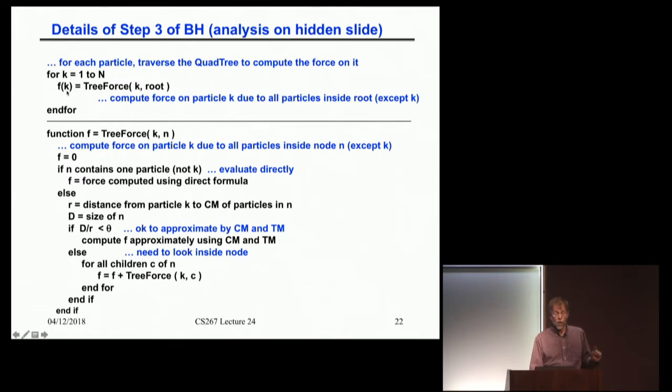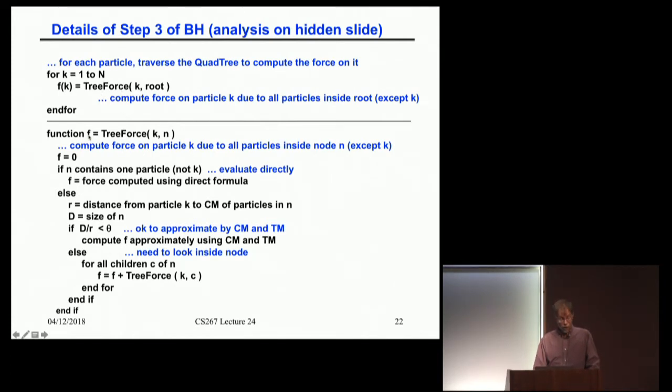What I'm going to do is loop over all the particles. And for each particle k, I'm going to compute the force on particle k by calling this recursive subroutine, tree force. There are 2 arguments. It's the particle I care about, and the second argument says, please compute the force on particle k from all the particles inside that part of the tree. And the root means everybody, everybody except myself. So this is going to be the recursive call, and here it is.